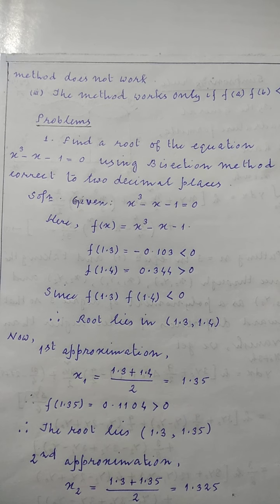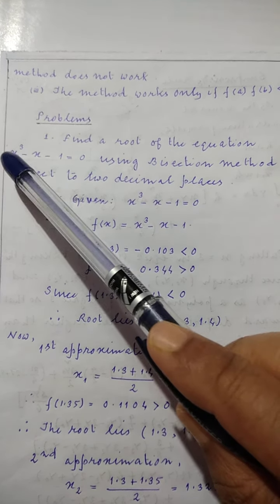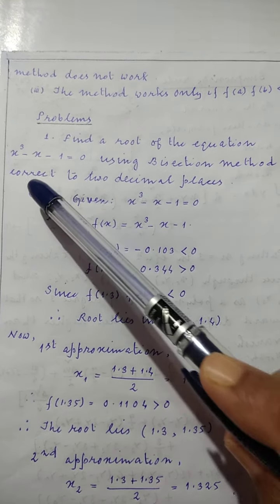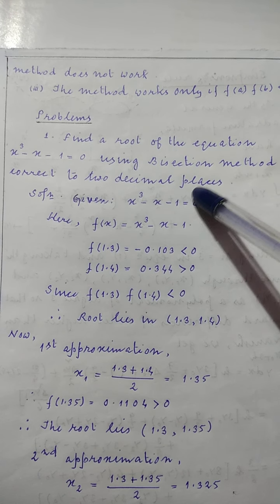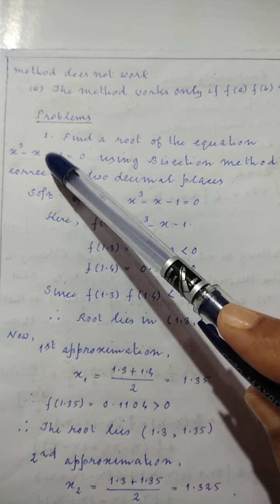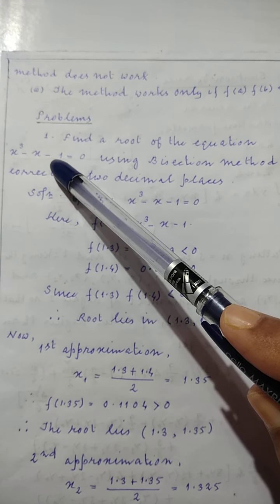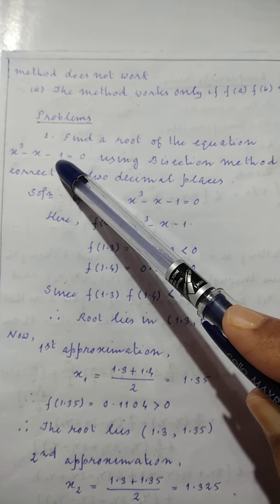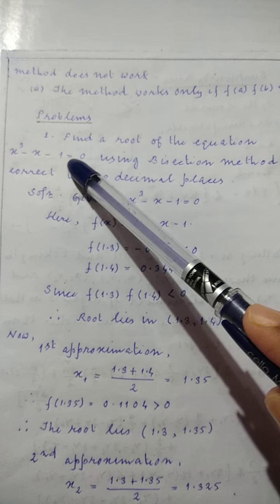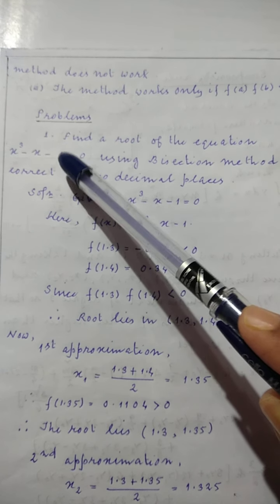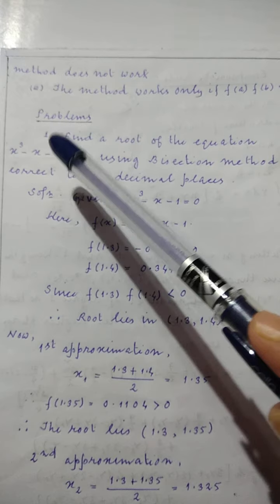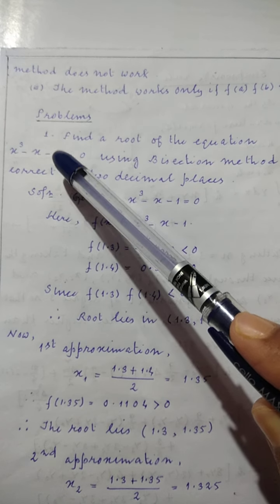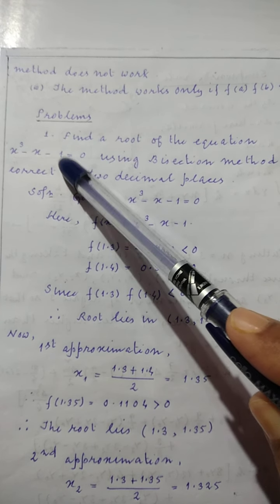Just to see the instruction: find a root of the equation x cube minus x minus 1 is equal to 0 using the bisection method, correct to two decimal places. That means we have to find a solution of this equation using the bisection method. If you see nicely, this is a cubic equation. It has three roots, but we are interested in finding at least one solution using the bisection method. So how do we apply the numerical method to find the solution?